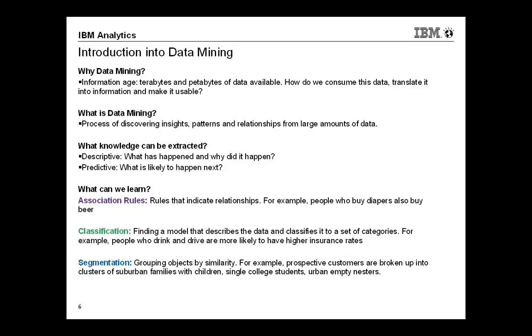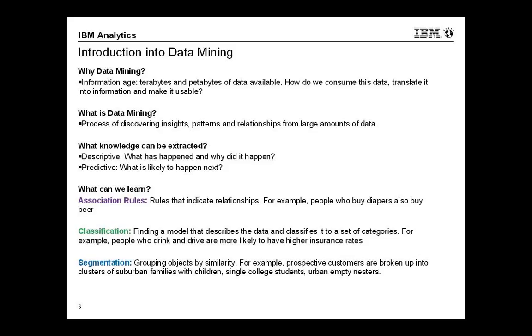There are association rules, which are rules that indicate relationships. For example, people who buy diapers also buy beer. People who do X also do Y. Things happen in conjunction. So we can see how, for example, different product placements can work, how putting one product on sale can influence purchase of other products, which products go together.